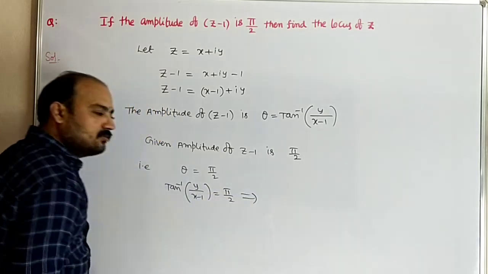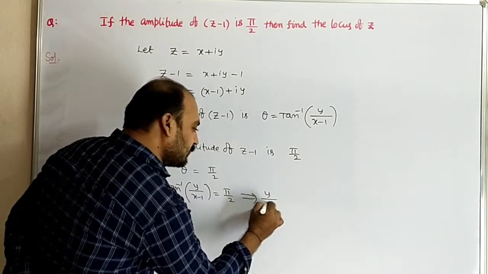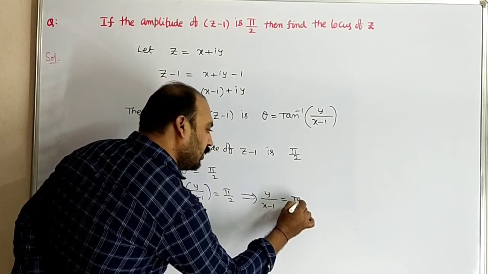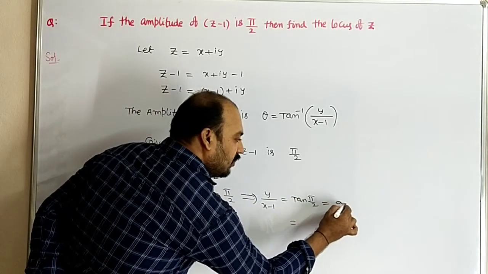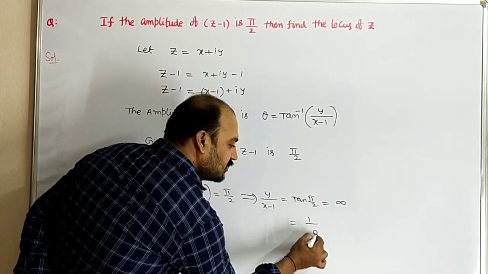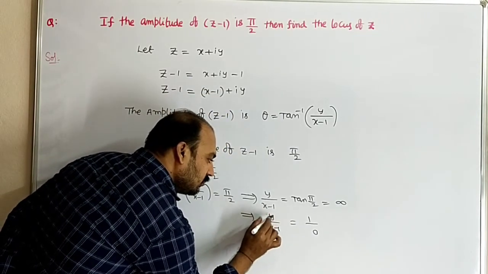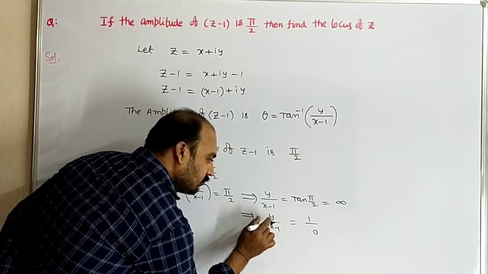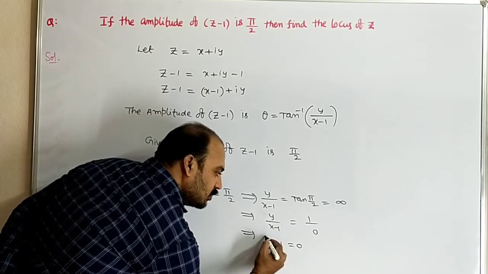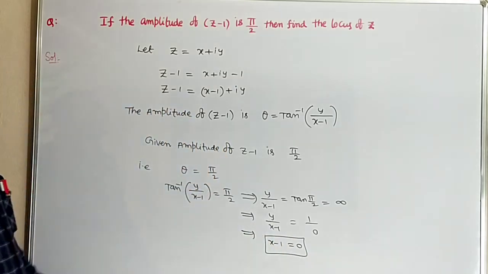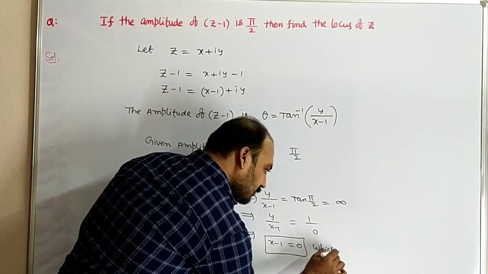That implies y by x minus 1 is equal to tan pi by 2. Tan pi by 2 is infinity; we can write it as undefined, that means 1 by 0. So y by x minus 1, cross multiply, x minus 1 is equal to 0. Therefore, this is the required locus of z.